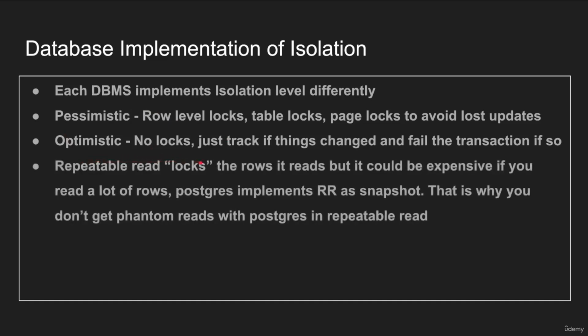Repeatable read locks, I talked about that a little bit. Repeatable read locks the rows it reads, but it could be expensive if you read a lot of rows. Postgres implements repeatable read as a snapshot. We talked about that, right? Snapshot and repeatable read in Postgres are identical. It's the same thing, right? This is why you don't get phantom reads with Postgres in repeatable read, whereas in other databases you get phantom reads with repeatable read. And spoiler alert, that's part of a quiz.